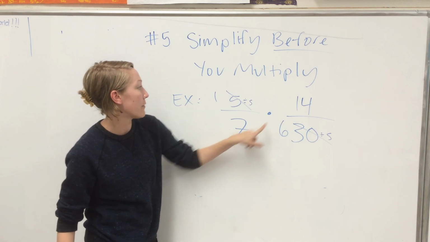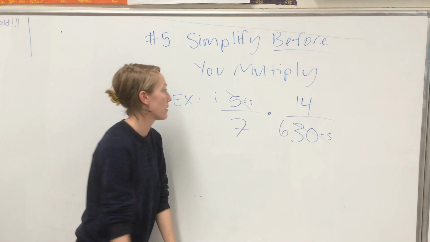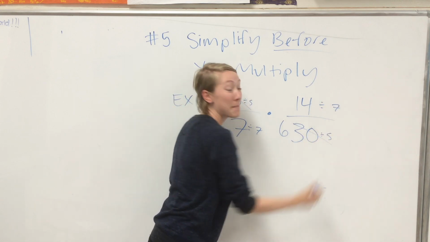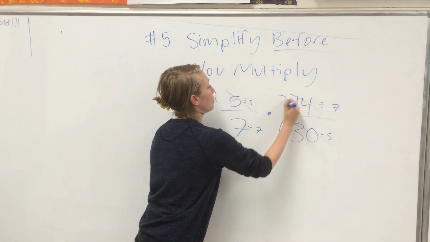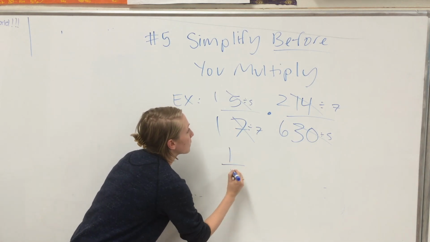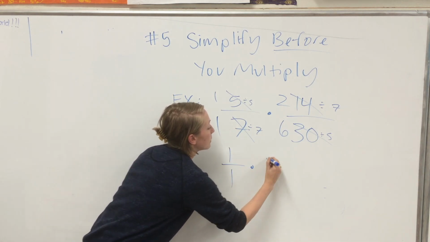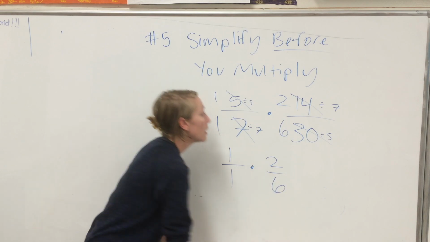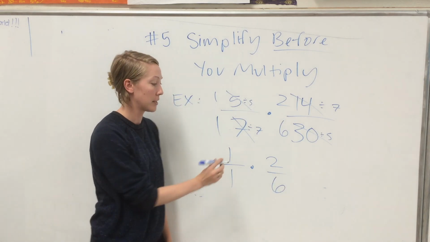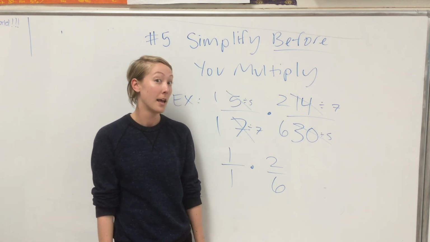And then what do you know? 7 and 14 can both be divisible by 7 as well. Remember us talking about making the same action here? So this would give us 2, and then this would give us 1. So we have 1 over 1 times 2 over 6, which to me seems like a much more approachable problem. And I'll let you guys go ahead and handle that and finish up.